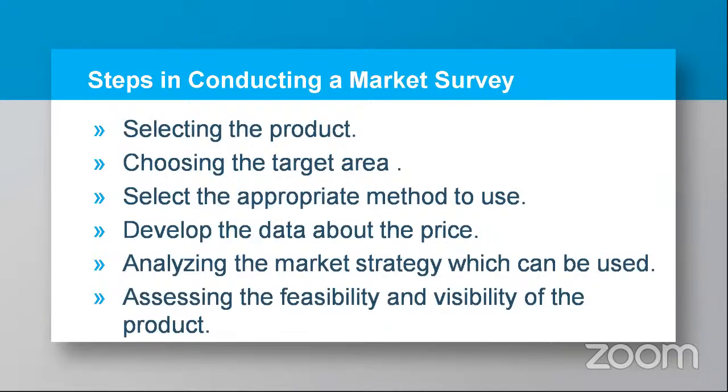Then someone was asking about point number 5, analyzing the market strategy. Analyzing the market strategy means the method you are going to use when you are trying to look out for the market of your product. How will your customers or people in the community get to know about your product? Are you going to move door to door telling people about your product, about how good your product is, about how your product is priced?